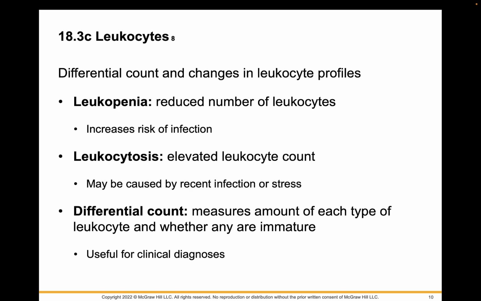Now, clinically, there's something known as a differential count and changes in white blood cell profiles. Leukopenia is a condition in which there's a reduced number of white blood cells. This is something that will significantly increase the risk of infection. Leukocytosis is an elevated leukocyte count, and this could be caused by a recent infection or stress. The differential count measures the amount of each type of leukocyte and whether they are immature. This is going to be very useful for many clinical diagnoses.